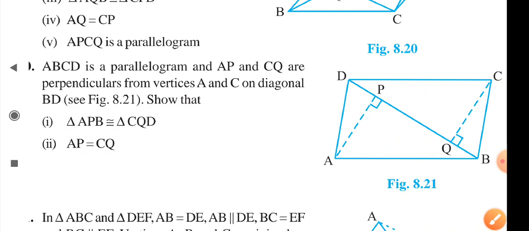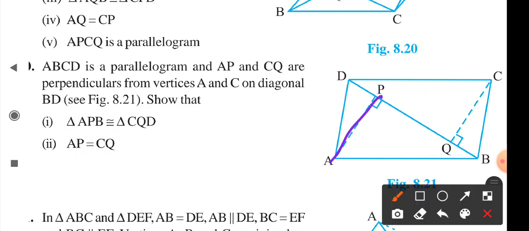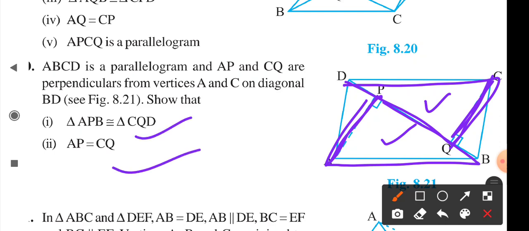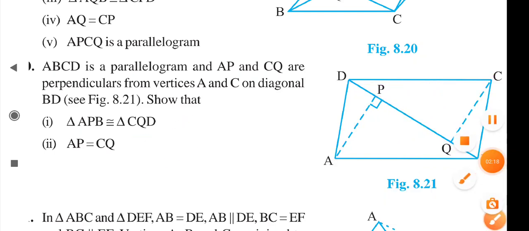Where are AP and CQ? This is AP and CQ. You know that if you have made both the triangles congruent, this upper one and this lower one, then by CPCT, corresponding parts of congruent triangles are equal, we can say that this side is equal to this side. Hence both parts are proved.